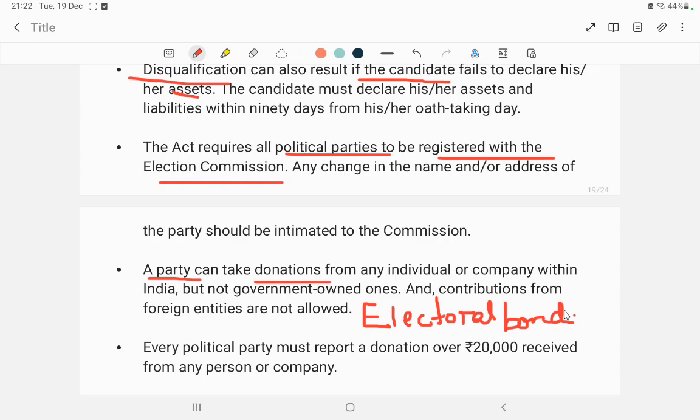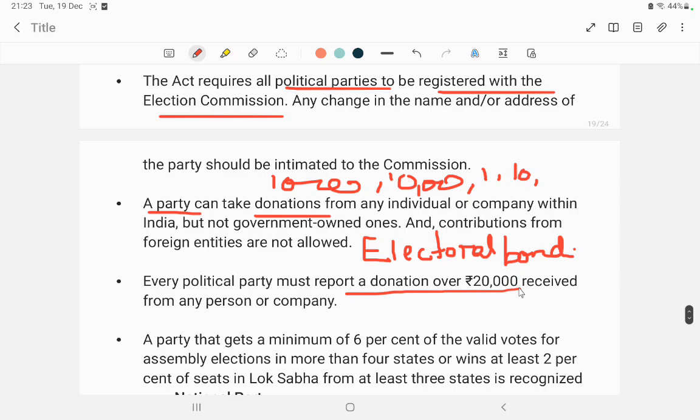It should be in terms of 1,000 rupees, 10,000 rupees, 1 lakh, 10 lakhs, 1 crore. In terms of this, the amount should be given. And each political party should report a donation of rupees 20,000 received from any person or company.